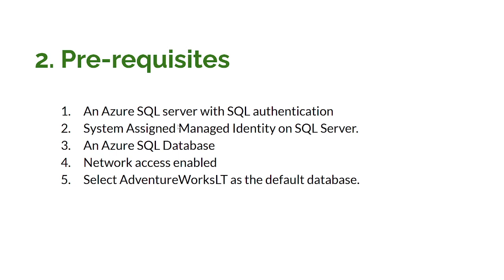At the source end, you need to have a SQL server with SQL authentication or Azure Entra authentication either enabled, and also you need to enable your system assigned managed identity on the SQL server. These are the two main points needed when creating a SQL server. You also need a SQL database which hosts a single database having all the tables. And the fourth one is network access should be enabled to allow the Azure resources to connect to your SQL server having your hosted database.